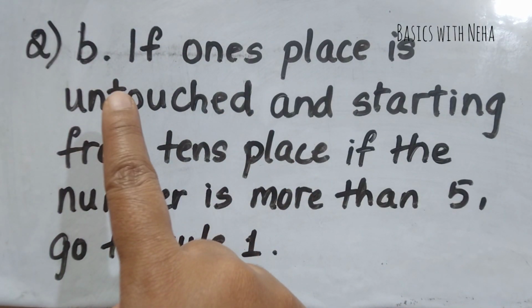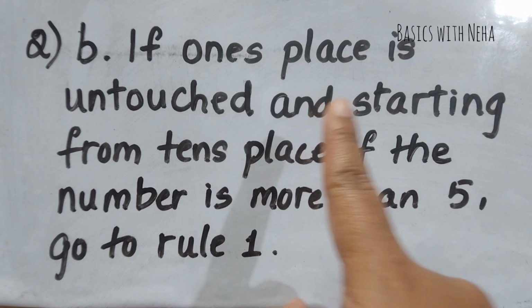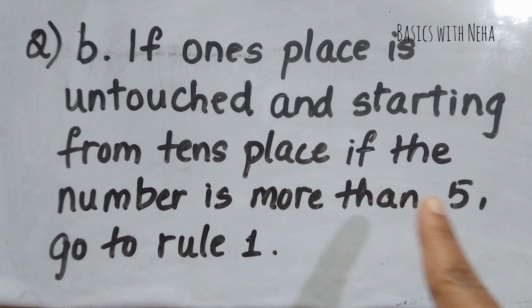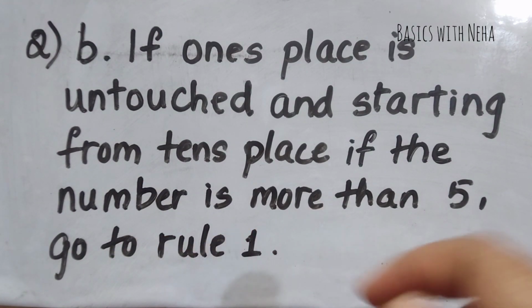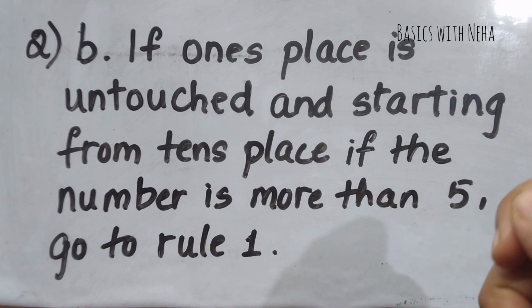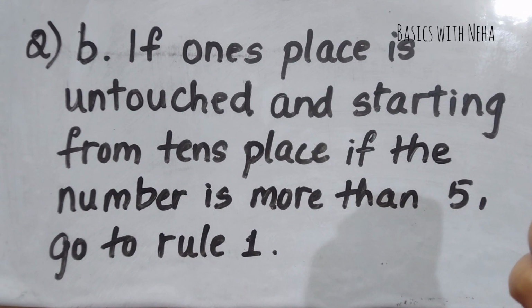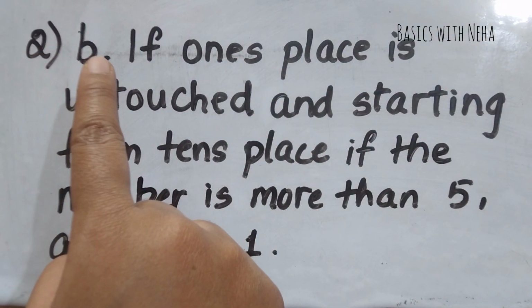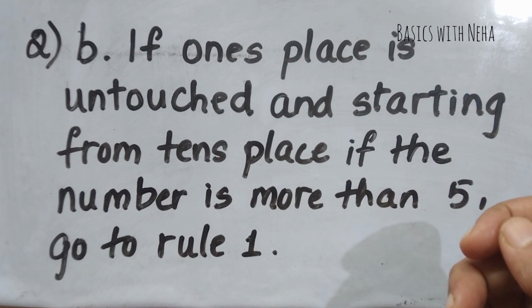Rule 2b says if one's place is untouched and, starting from the 10's place, we have a number which is more than 5, then we go to rule 1. Rule 1 is subtracting the number from 10, and then for the immediate next number, if it is smaller than 5, you add 1 to it. If it is bigger than 5, you go to rule 2a. Now you're going to understand it better because we are going to solve a few examples.